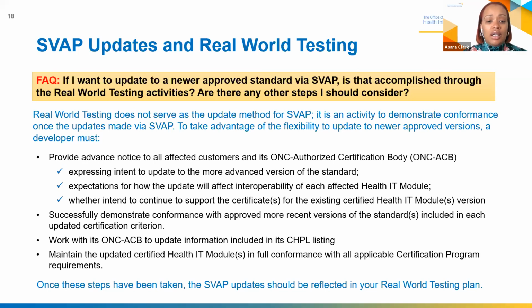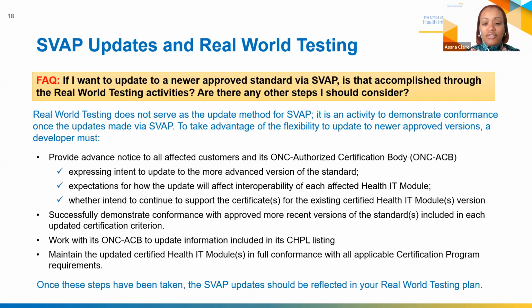That notice must include your intent to update to the more advanced version of the standard, expectations for how the update will affect interoperability of each affected health IT module, and whether or not you intend to continue to support the certificates for the existing certified health IT modules in the version of the standard that it was certified to. Okay, you have to successfully demonstrate conformance with approved more recent versions of the standards included in each updated certification criteria via real world testing. And work with your ONC ACB to update all information included in that CHPL listing, okay?